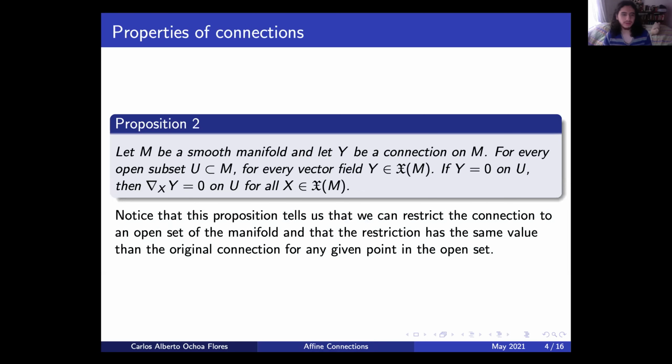So now, the first part: we want M once again to be a smooth manifold. We want nabla to be a connection on M. Sorry, here I should have put nabla, not Y. And for every open subset U of M, for every smooth vector field Y, if Y is identically 0 on U, then evaluating the connection, or differentiating Y in the direction of X, is 0 for all smooth vector fields X. So by linearity, what this is telling us is that if two vector fields agree in a neighborhood of a point, then their differentiation in the direction of X will also coincide.